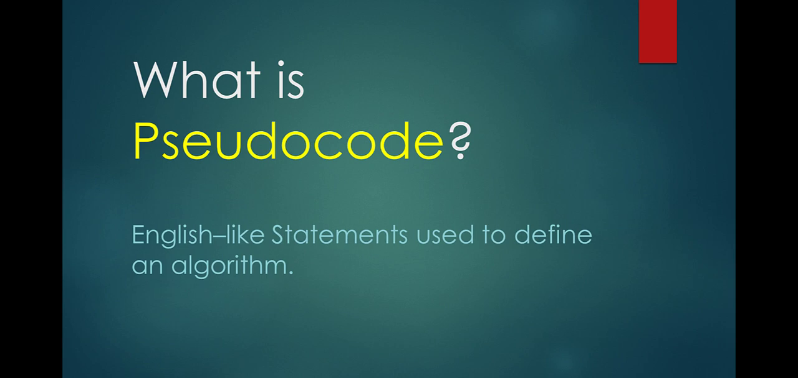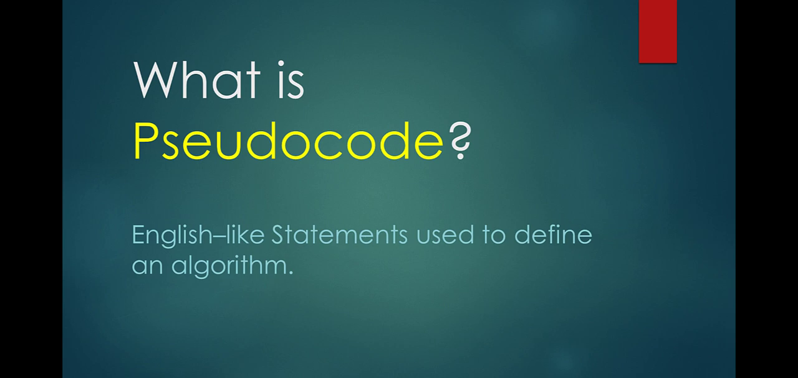Now, what is pseudocode? Pseudocode is pretty much English-like statements that are used to define an algorithm. So when we look at pseudocode, one of the things that we're going to notice is that it's basically human readable, and also it looks like programming code. However, this type of code cannot be run on a machine. They are only for human consumption.